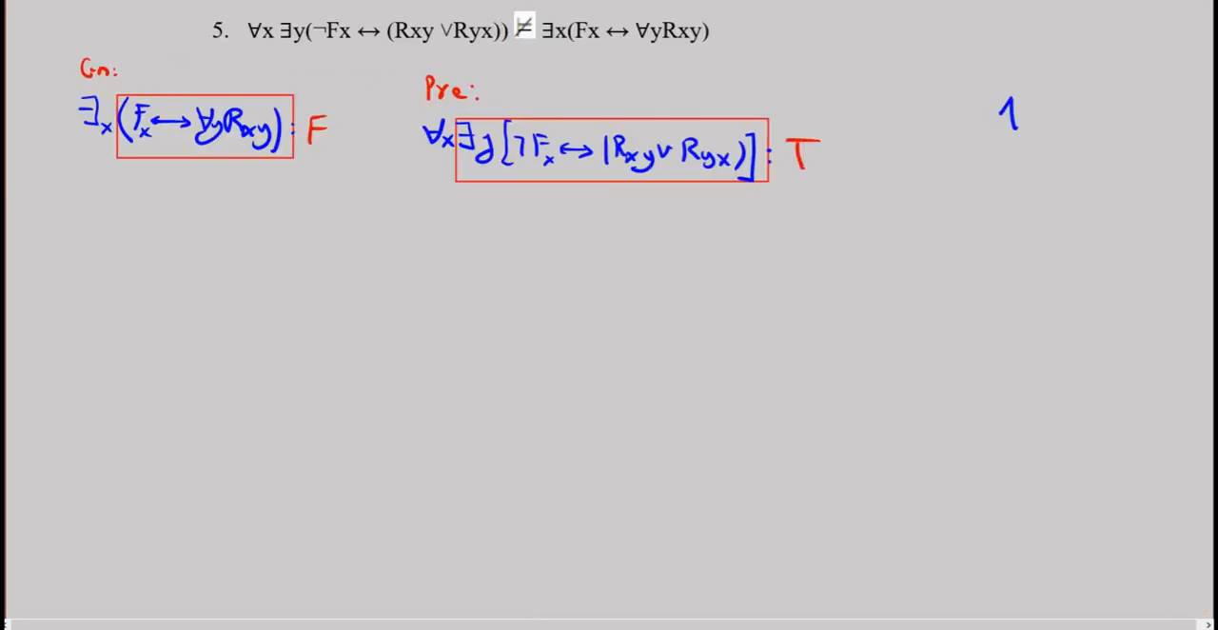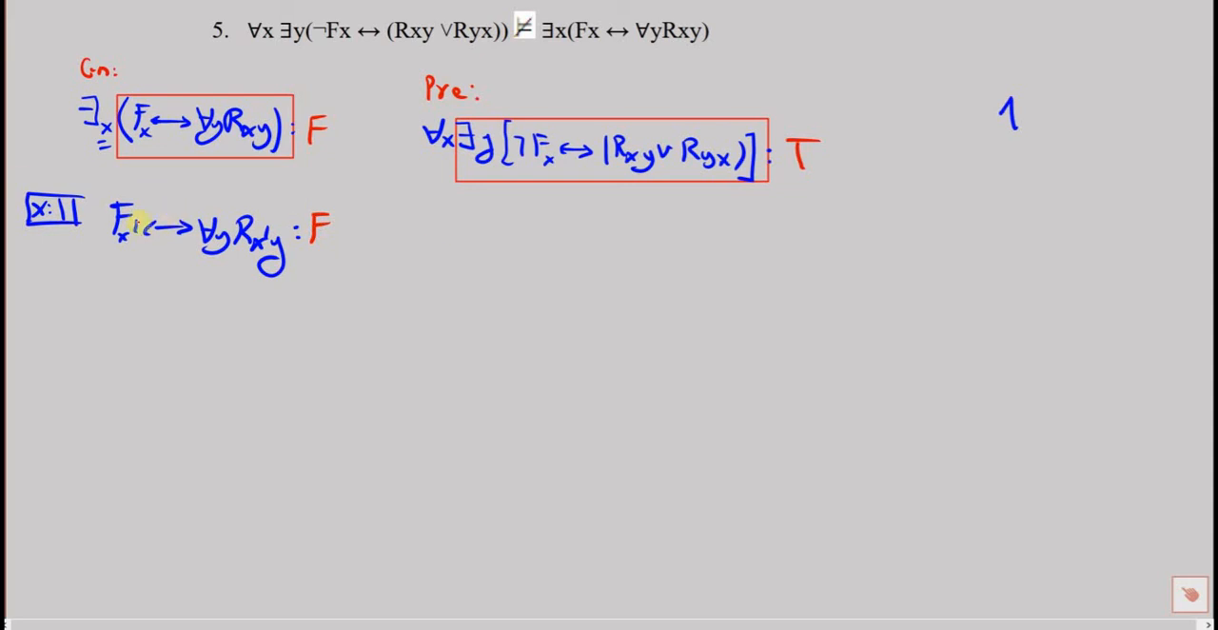Now the conclusion is an existential. We are trying to make it false. So we need to make sure that the thing in the box here is false for every value of x. So there is only one value at this point, so let's make sure that it is false for x as 1. So we get fx1 double arrow for all y rx1y. And we want to make this false.